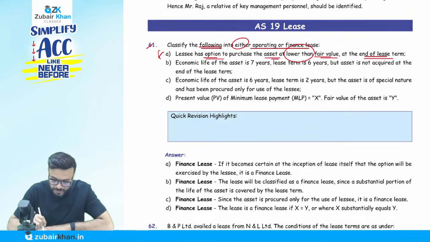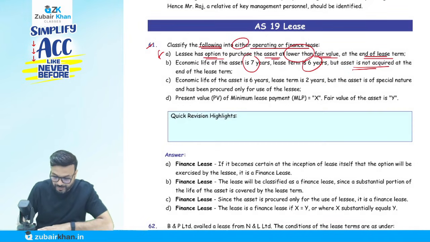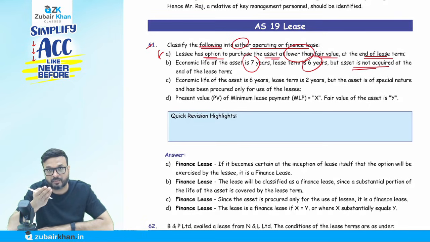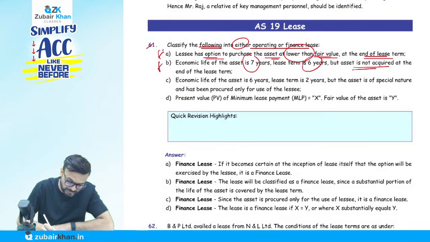Economic life of the asset is 7 years. Lease term is 6. The majority part is being used by the lessee. They say the asset is not acquired at the end. It is not necessary to call something a finance lease only if it is acquired by the lessee. Not necessary. But the majority part of the life of the asset is going to be used by the lessee. So it is also a finance lease.